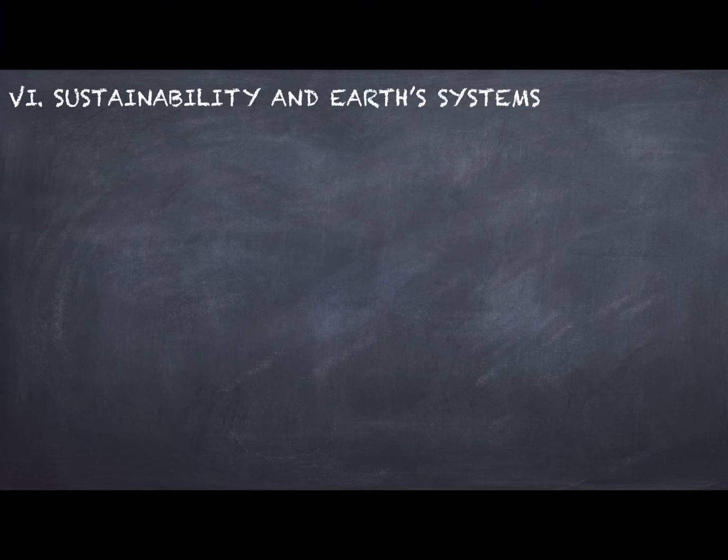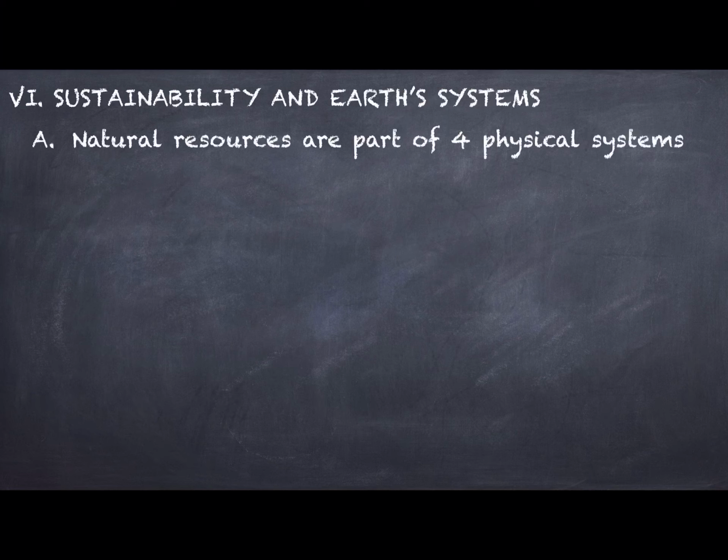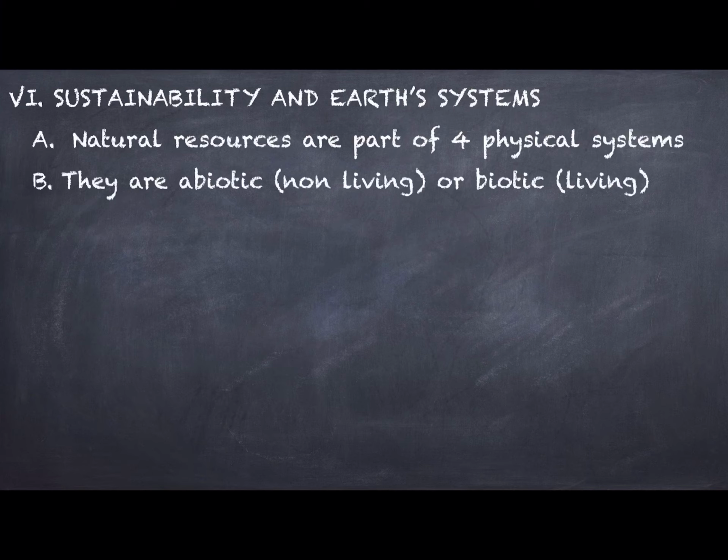We're going to go into a little bit of science here for you science folks in the crowd, and look at the systems on Earth and how they affect human beings, how they allow us to be what we call sustainable, which is the theme for the day. Natural resources are part of 4 physical systems on Earth. These 4 systems are basically categorized into biotic or abiotic systems.